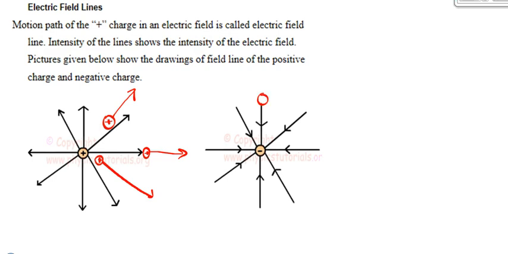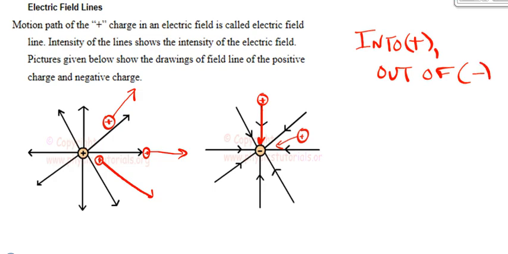Likewise, around a minus, if you put a positive charge here, I know it would be pulled in towards the negative. Positive charge here, I know it would be pulled in. So field lines go into negatives and they come out of positives.